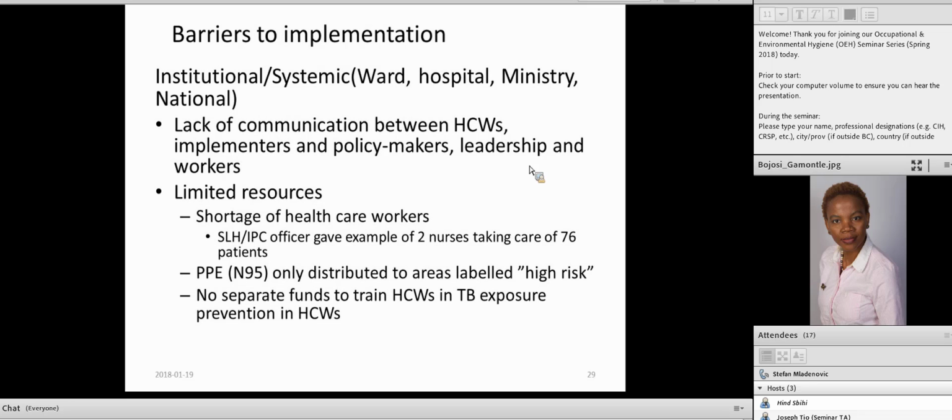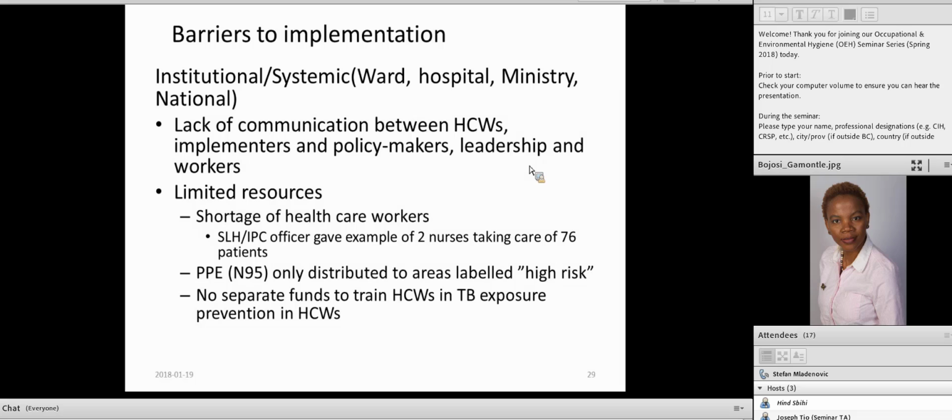All right, so for the theme of barriers to implementation, there were several categories. We had healthcare related barriers, institutional related barriers, guideline related barriers, etc. But we only look at this institutional one for now. So we found that there's lack of communication between healthcare workers, the implementers, and the policymakers and leaders and workers in general. There's also limited resources. For instance, there's a shortage of healthcare workers. One infection control officer, who actually used to be a nurse, gave an example of sometimes having two nurses working night shift, caring for 76 patients. And then personal protective equipment, in particular the N95, because it's expensive and it's only distributed to areas labeled high risk, such as the emergency department or some medical wards.